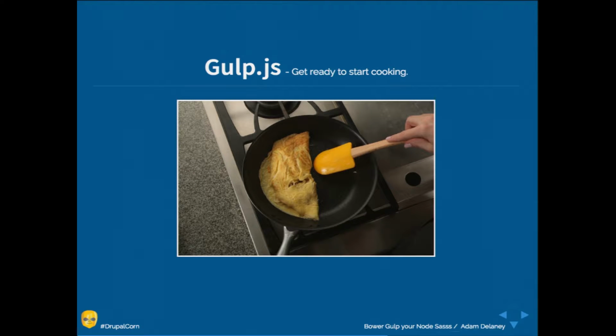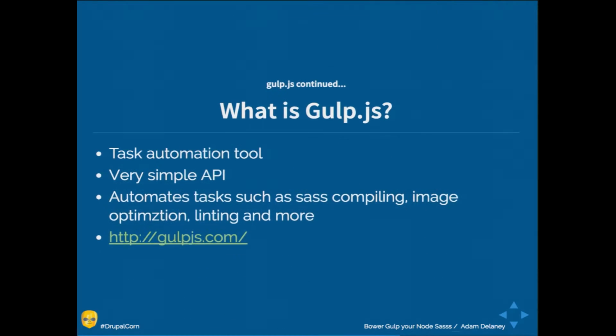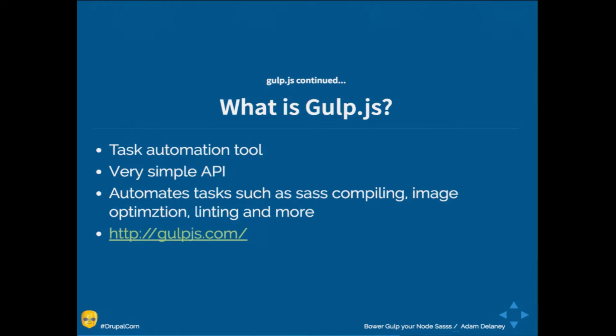What is Gulp? Gulp is an automation tool. So it's a task automation tool. It's a very simple API, and it automates tasks like compiling your Sass, if you're using Sass. It can optimize your images, it can run linting, it can notify you of errors. It's all JavaScript, so if you're a JavaScript guru, you can pretty much write a JavaScript application and have Gulp run it. So full documentation on Gulp is right here.